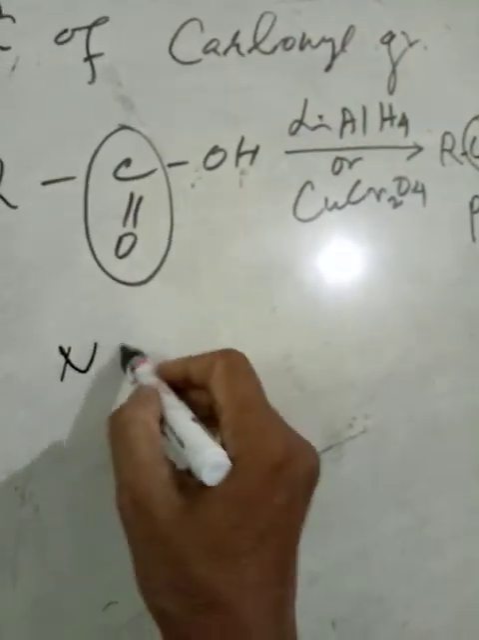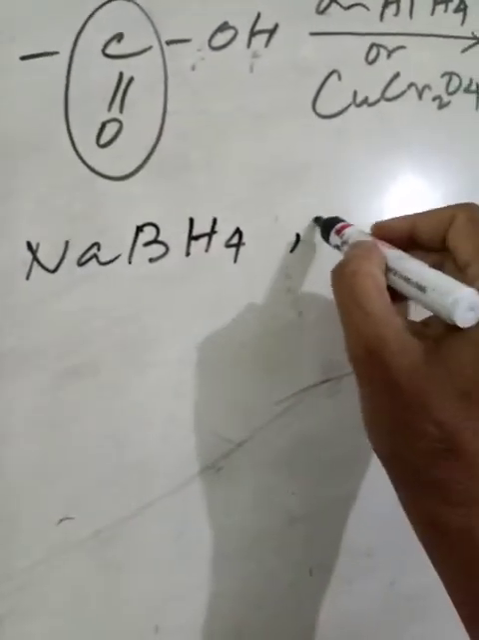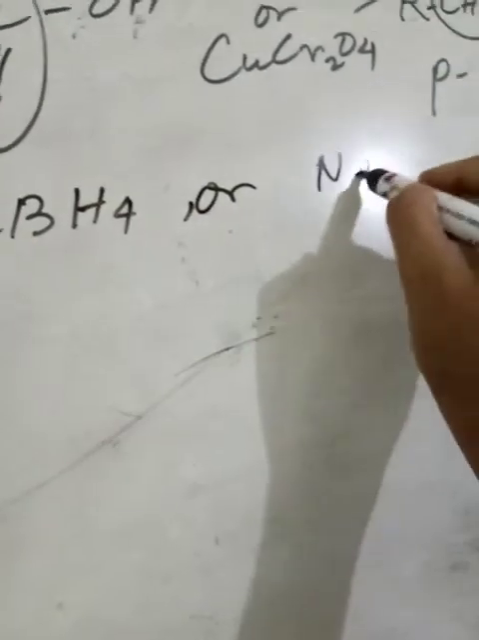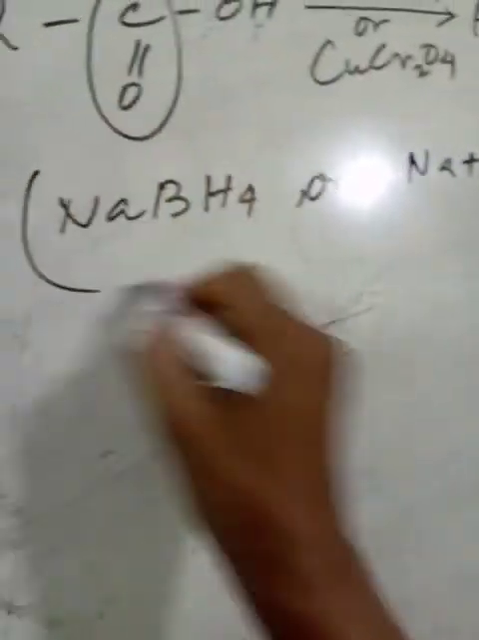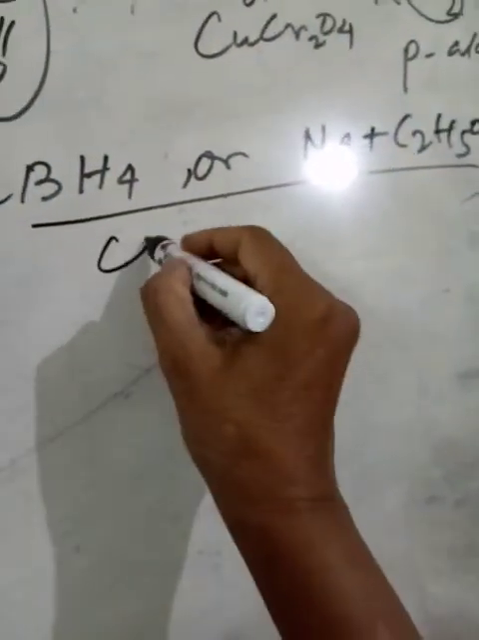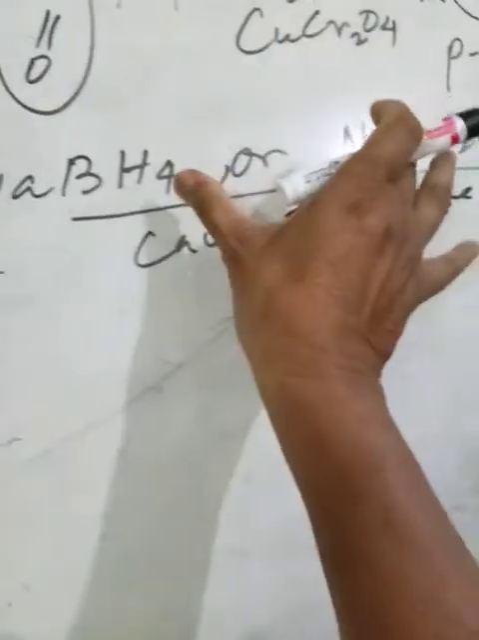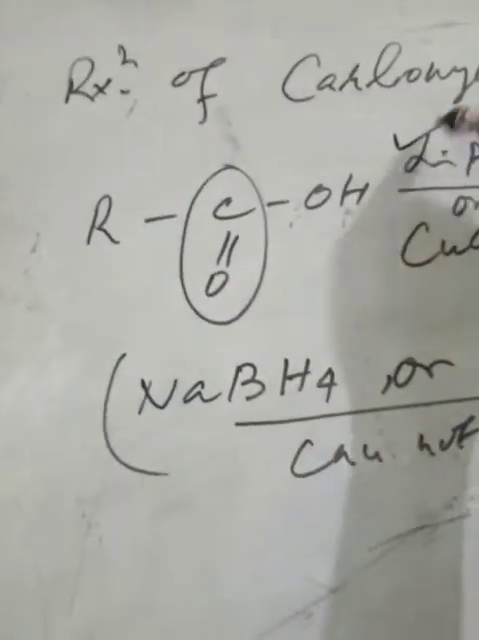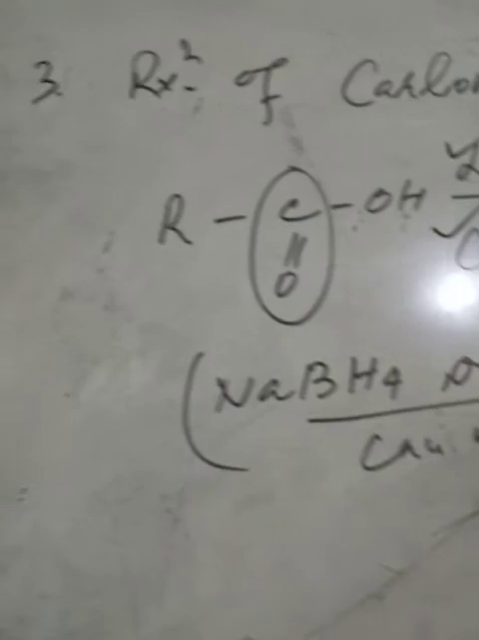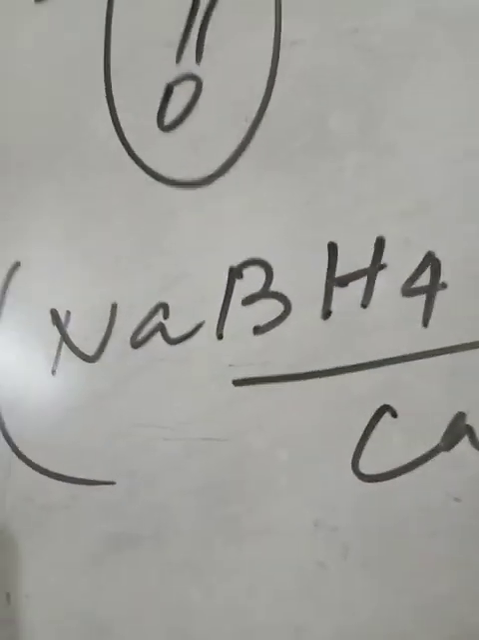Sodium borohydride is another reducing agent, or sodium plus alcohol is another reducing agent. These reducing agents cannot be used, because they cannot reduce the carbonyl group to methylene group. Only lithium aluminum hydride or copper chromite. So these are the reactions of the carbonyl group of carboxylic acid. Now number 4.